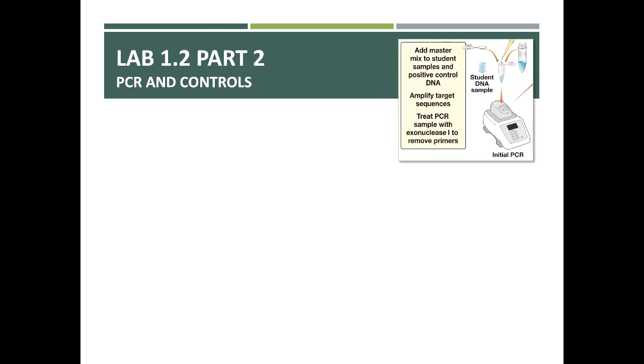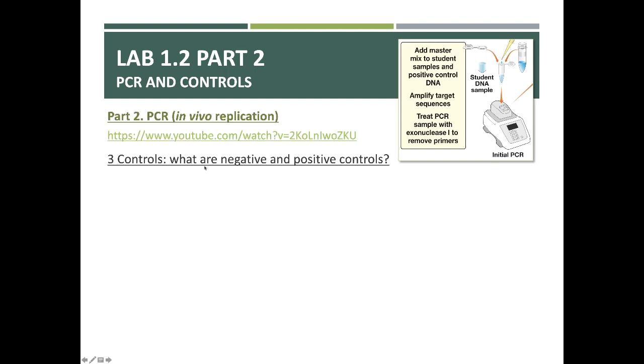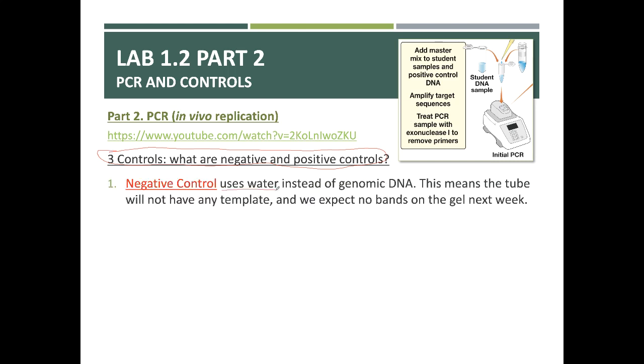The second part of the lab was to do the PCR. Here's a link that you can go to, and it also talks about PCR and how it's very similar to DNA replication that you're learning about in lecture. Even though you're not specifically doing this in the wet lab, it's really important that we think about controls and why we use controls. So the first one here is the negative control.